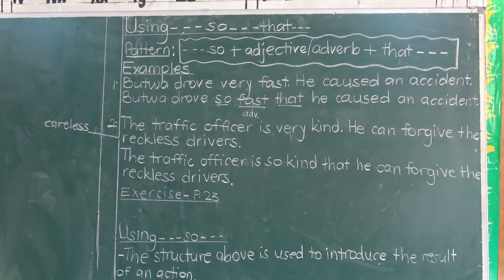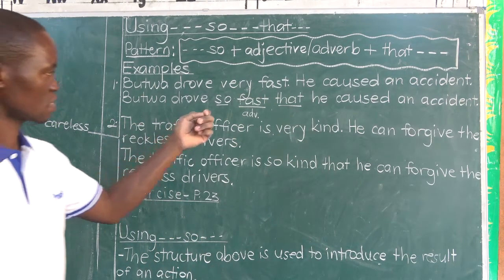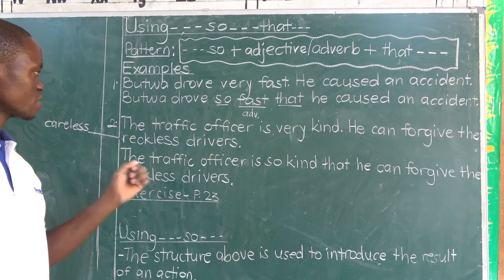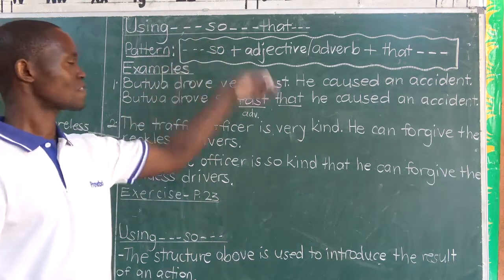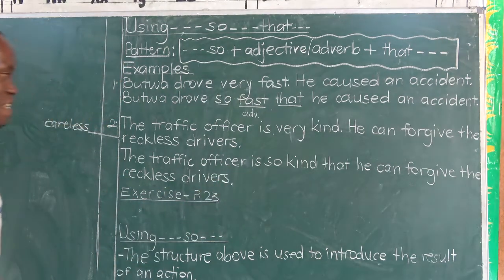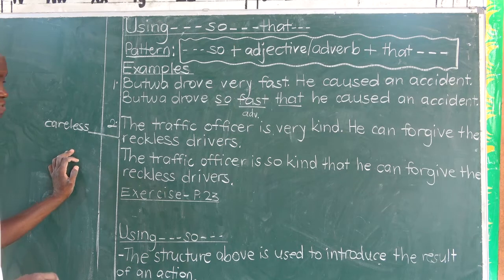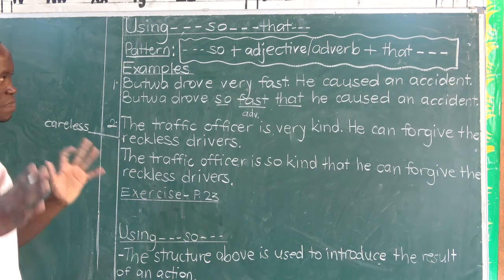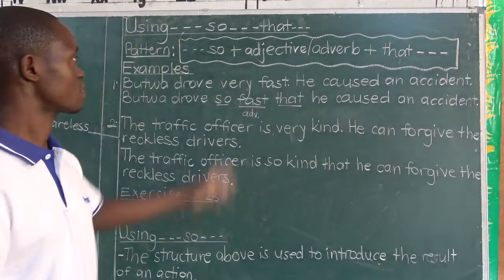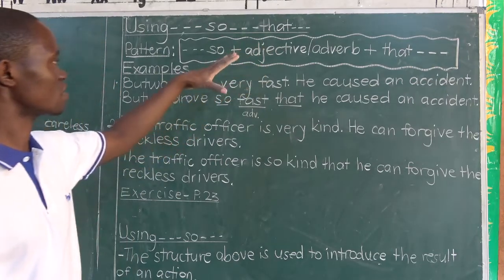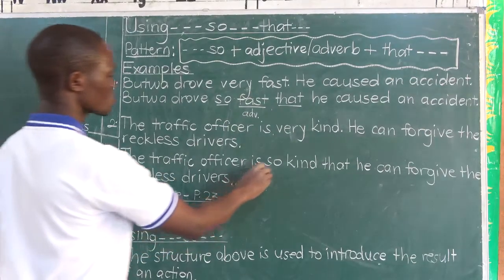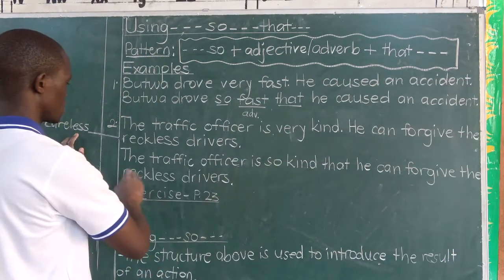And that is careless. So the traffic officer is very kind. He can forgive the reckless drivers. Rewrite the sentence using "so that". Answer: the traffic officer is so kind that he can forgive the reckless drivers. What is important is to make sure this pattern appears somewhere in your answer. The pattern of "so" plus adjective, if not adjective, think of an adverb, then plus "that".